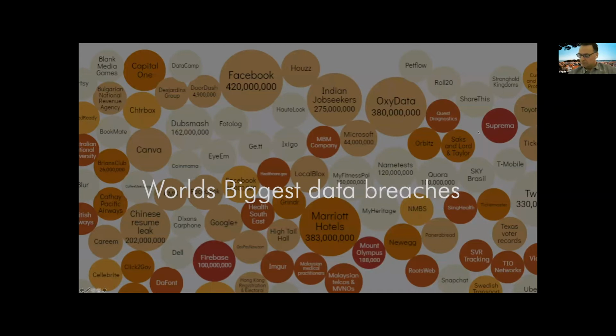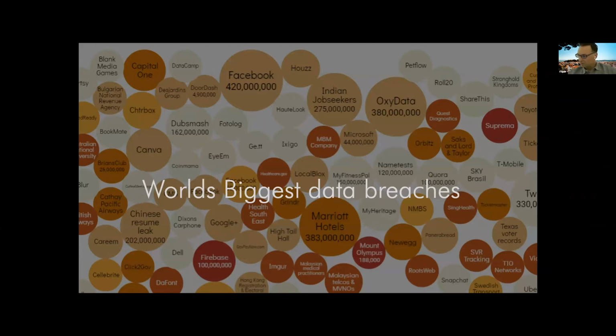I'll talk a little about some of the world's biggest data breaches, so you can get an idea. You keep hearing about it all the time. For example, one of the big bubbles in here is Marriott Hotels, where 383 million people's names were stolen, or their information was breached. Facebook, there's just a ton of them out there.